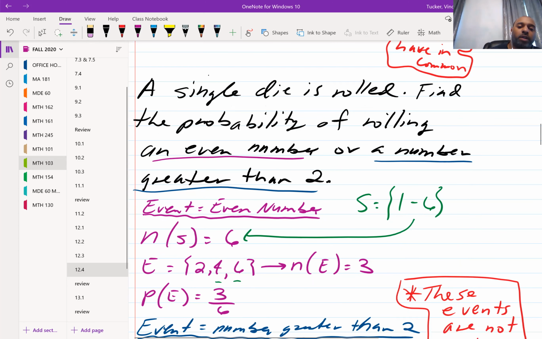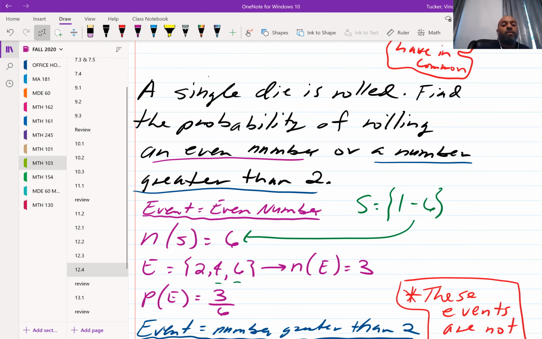All right, everybody okay with the first event? 3 even numbers, 6 numbers to choose from, so that's 3 out of 6 chance of getting an even number. Once again, I will reduce this at the end. I'm not looking at reducing after I do all my adding and subtracting, then I look at reducing my fraction.